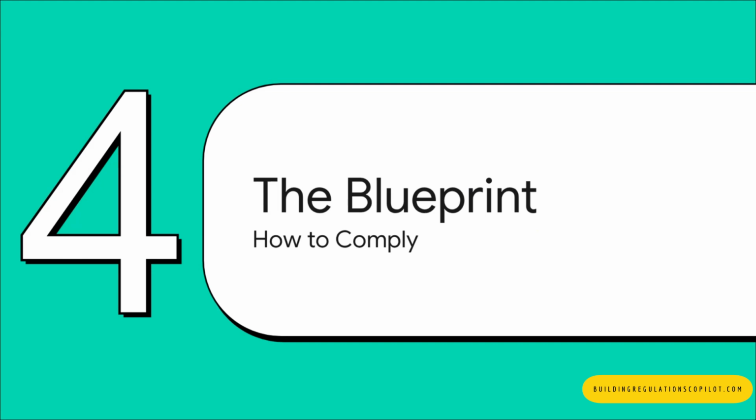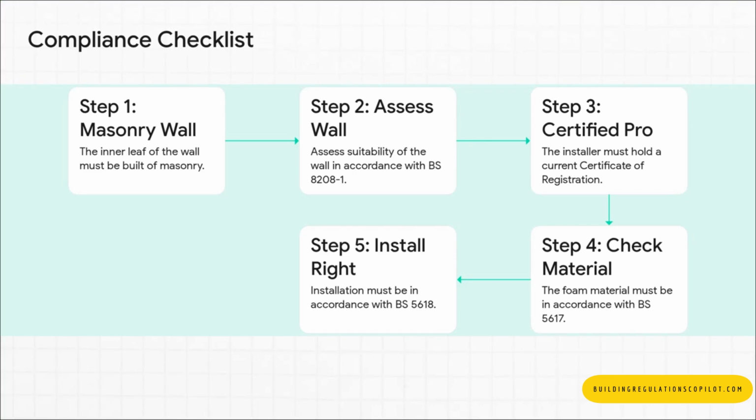Okay, so that's the what. But what do reasonable precautions actually mean when you're on site with your tools? How do you actually comply with this? Well, thankfully, the approved document gives us a very clear, very technical blueprint to follow. This is the practical solution right here. To use UF foam and comply, there's a 5-step checklist. First, the inner wall must be masonry, like bricks or blocks, to act as a solid barrier. Second, the wall has to be professionally assessed to make sure it's suitable. Third, your installer has to be properly certified. Fourth, the foam material itself has to meet a specific British standard for safety. And finally, step 5, the installation process has to follow a very strict code of practice.